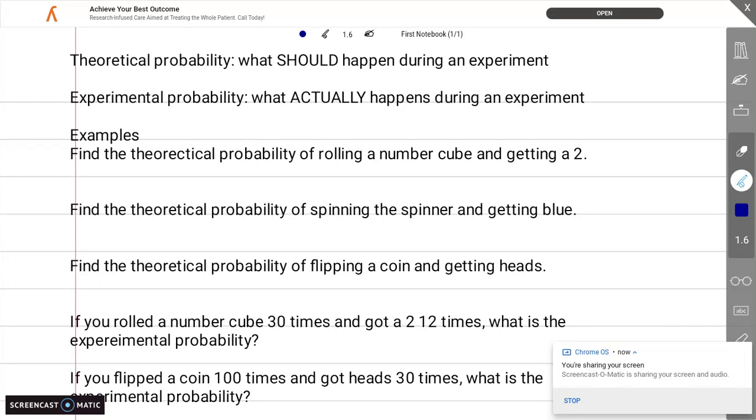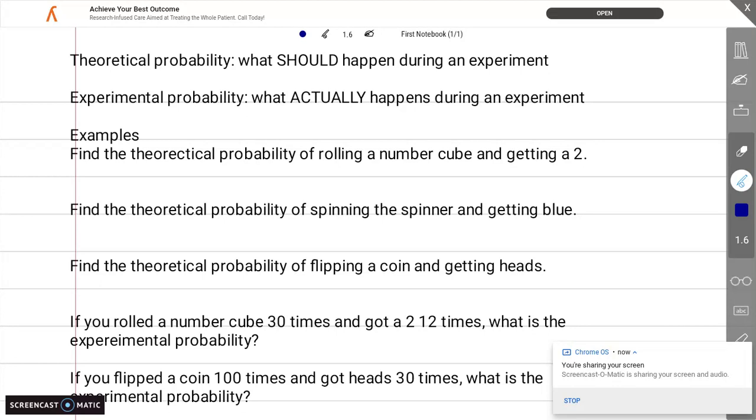So let's talk about theoretical probability first. You can kind of hear the word theory in the word theoretical. Theories are basically ideas or concepts that really take place, but there isn't really much proof to hold on to it. So that's what theoretical probability is. I have a definition up top. It's what should happen during an experiment. We'll discuss that in a couple examples below.